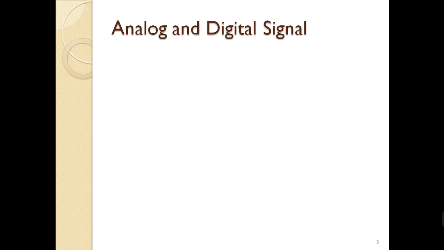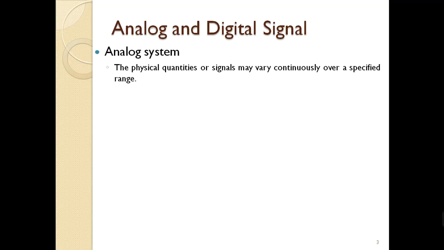Analog and digital signals. What are analog and digital signals? This is a type of electronic signal. Analog is a type of electronic signal that is time varying, because here physical quantities or signals may vary continuously over a specified range. The signal goes from high to low, that is time varying. Sometimes the signal varies high, then again goes back to the base value. So the analog signal has maximum and minimum values, which are either positive or negative.